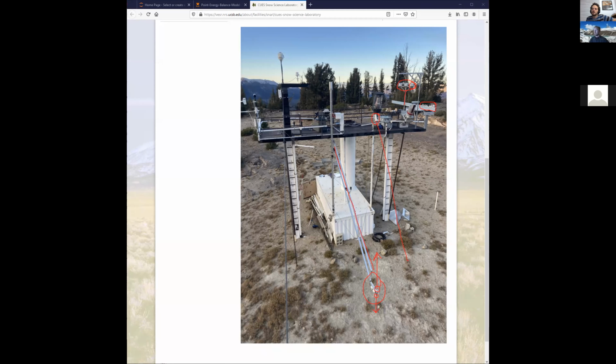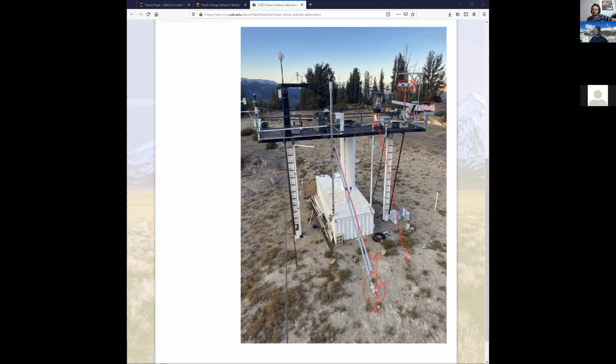Now to do sensible and latent heat components, we actually don't measure those directly. We're going to show you in the lab the equations that are used. But the main things we need to know for both latent heat exchange and sensible heat exchange is we need to know the temperature of the surface. We need to know the temperature of the air. We need to know the vapor pressure at the surface, the vapor pressure in the air, and the wind speed.